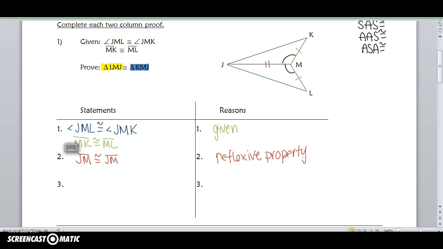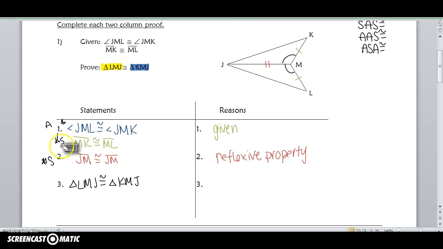Remember in the past when I was like, you guys, you need 3 pieces of evidence in order to prove triangles congruent. Right now we have that. We have a side, right? KM or MK and ML. We also have an angle, JMK and JML. And now we have our third side, which is JM and JM. So really, we have side, angle, side congruence to prove triangle LMJ congruent to triangle KMJ.